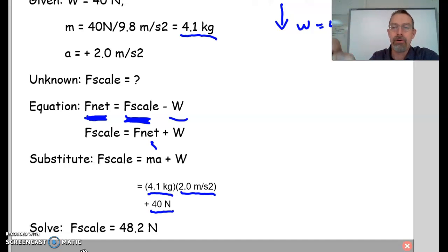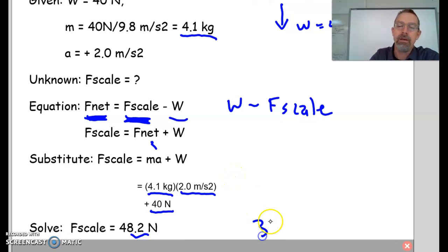Now, if I want to solve it if it's going downward at 2 meters per second squared, all this then becomes is the fact that my net force is going to be my weight minus the force on the scale. And just as this increased my weight by 8.2 newtons here, it would decrease it by 8.2 newtons if it's accelerating downward. So that would be 31.8 newtons if it's accelerating downward. So that's an elevator problem.